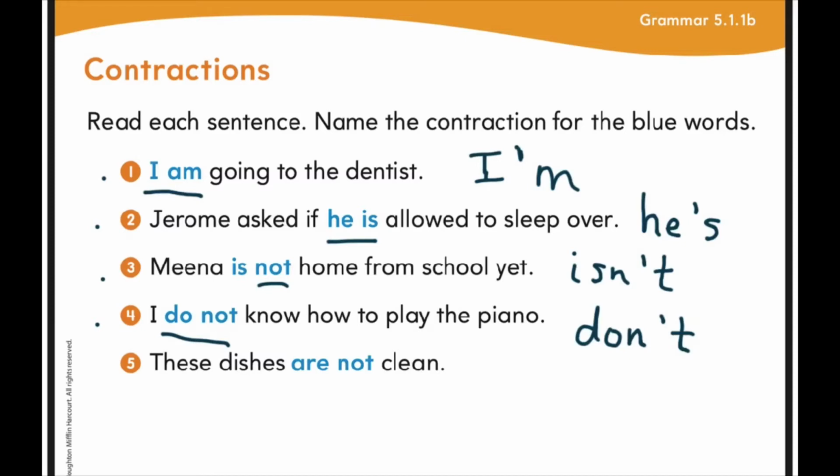Okay? And the last one. These dishes are not clean. Are not. What do you think the contraction is for this one? Right, it's aren't. These dishes aren't clean. Okay, so we have the word not, so we're going to do the same thing we did with isn't and with don't. We've got to split that N and the T up. So first I'm just going to write the word are.